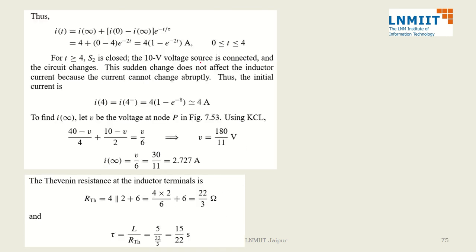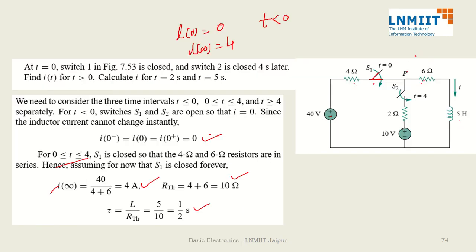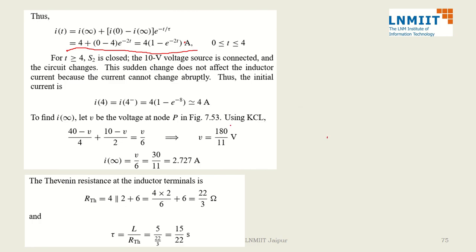So this is the equation, and then I say, okay, at 4 seconds there is one more switch which is getting closed. That means now I have to consider the whole circuit to calculate the new value of I, new value of I infinity, new value of tau. How do we do that? Consider this circuit and use KCL or KVL at infinity and find this current. Okay, so we have used KCL here, and when we did that, we found that I infinity is 2.27.